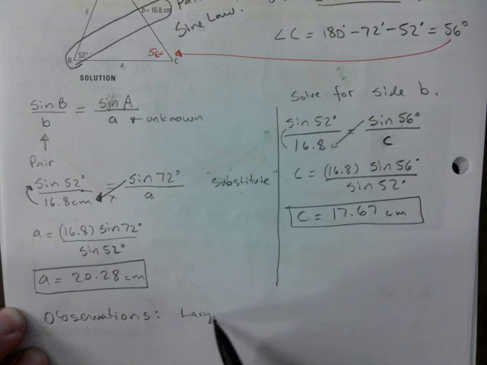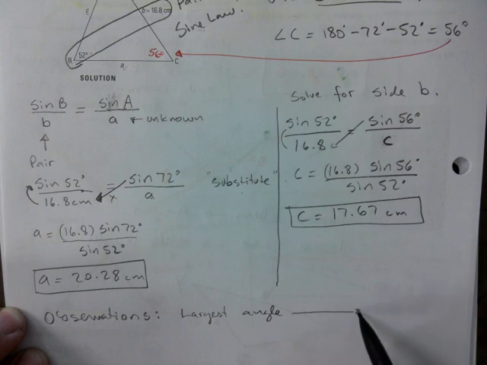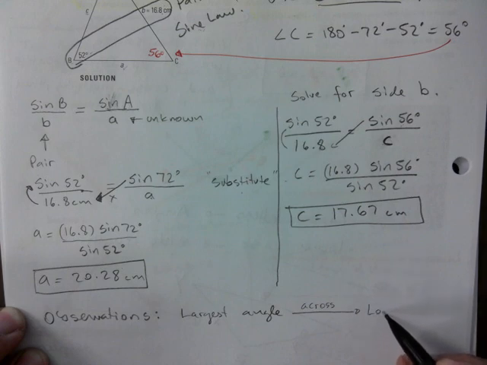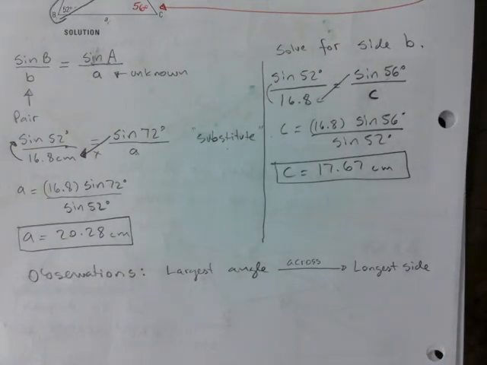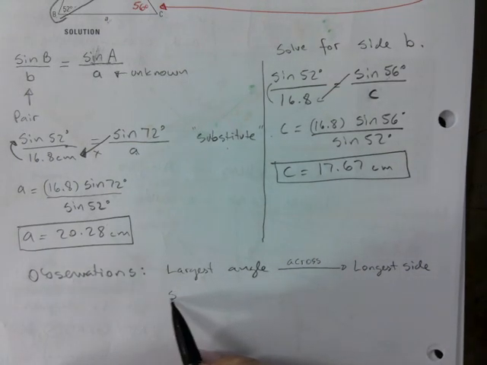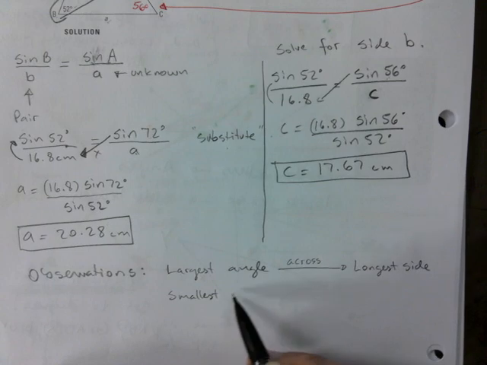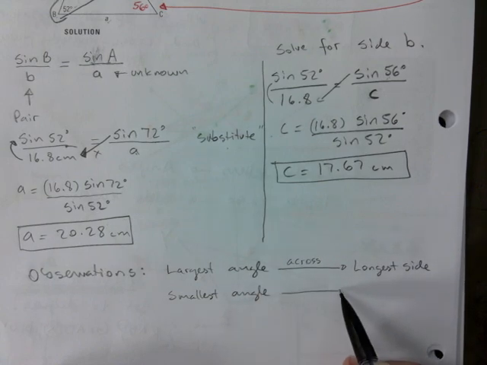The largest angle will be across the longest side. Would you agree with that? That the largest angle would be across the longest side? Think about it, the bigger the angle, the bigger the side across it will be. So the smallest angle will be across the shortest side.